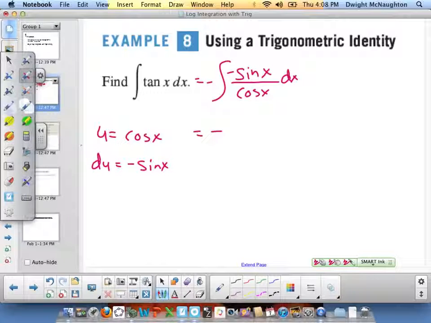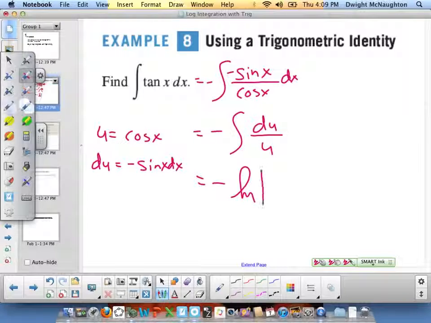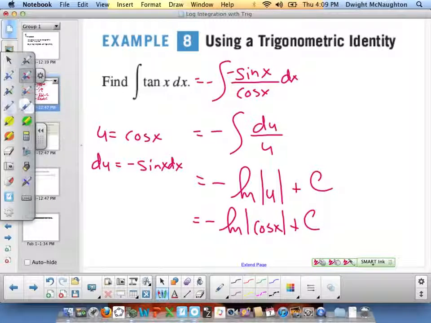So I'm going to substitute: negative sine x dx is du. Cosine of x is u. So I got negative natural log of u plus the constant. And u is cosine of x. So negative natural log of cosine of x plus the constant. That's the antiderivative of tangent.